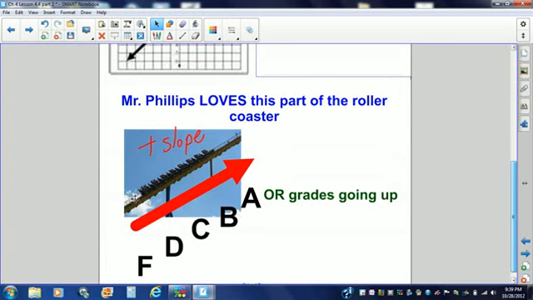If the roller coaster is going up, Mr. Phillips loves that part of the roller coaster. That is a positive slope.